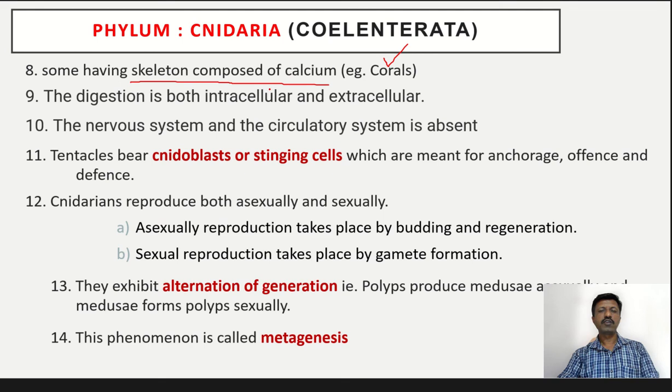Some other characteristics of the Coelenterata: some organisms have a skeleton composed of calcium, for example, coral-like organisms having a skeleton made of calcium. Digestion of these organisms takes place in the cell, that is intracellular digestion, or outside of the cell, extracellular digestion. The nervous system and circulatory system are absent in this group of organisms.